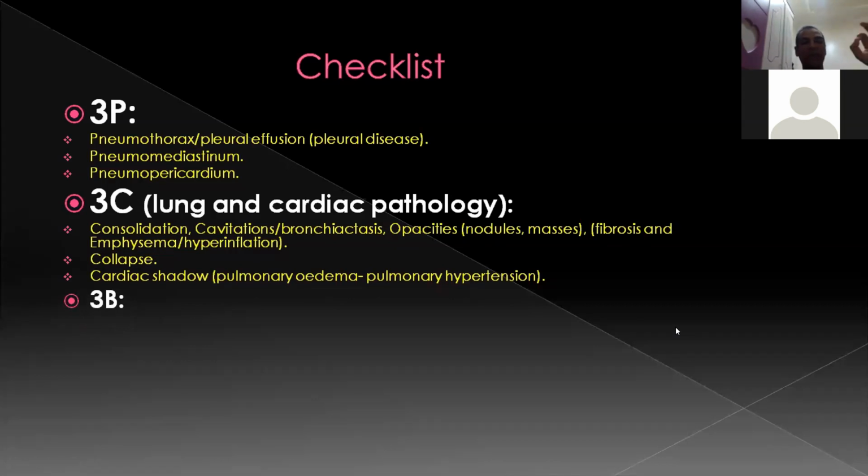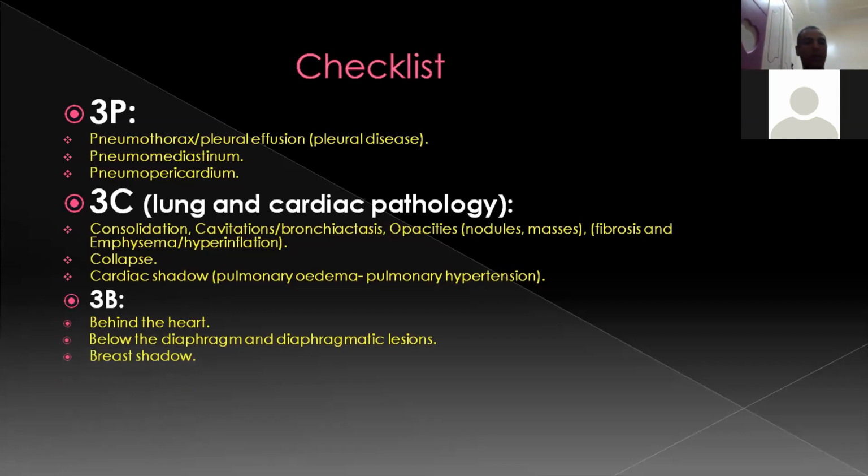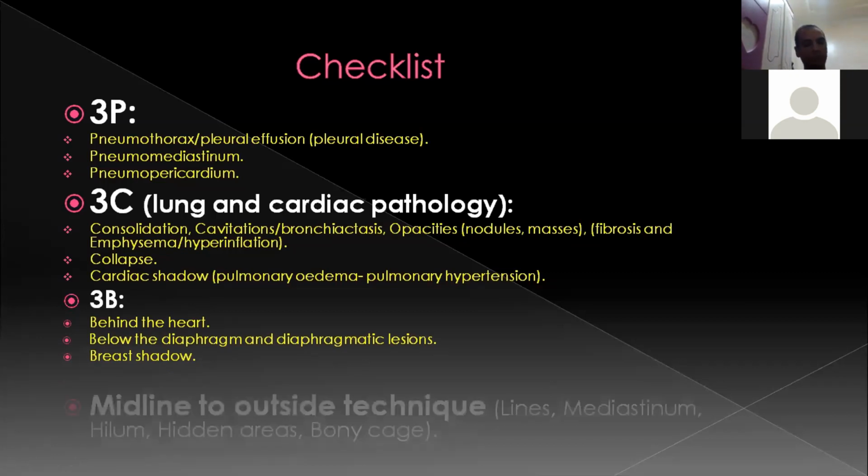We also have 3B. You should see behind the heart, one of the most important hidden areas. Below the diaphragm and diaphragmatic lesions, you can search for any pneumoperitoneum or air under the diaphragm. You can see the breast shadow. You should know if there is any mastectomy or not. Sometimes it will solve the dilemma for you.